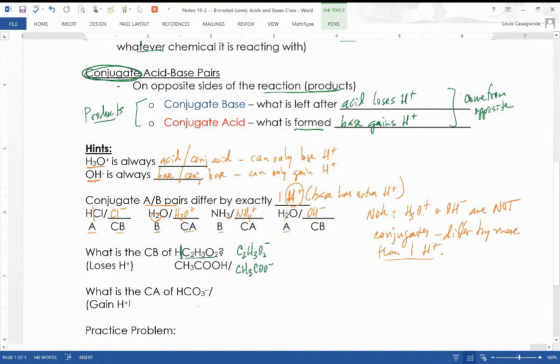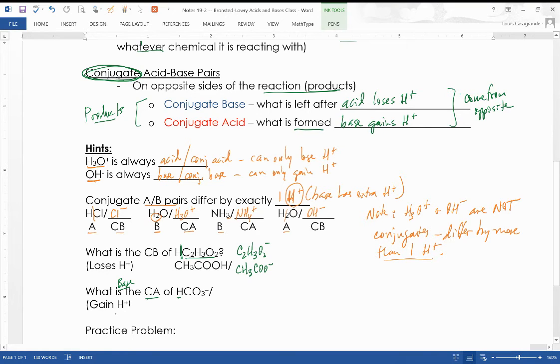Hydrogen carbonate. Now, we'll talk more about this in a future lesson, but hydrogen carbonate is actually amphoteric because it can lose a proton that it has here. But I'm telling you that this is acting as a base. So now we're acting as a base. So I want to know what's the conjugate acid.